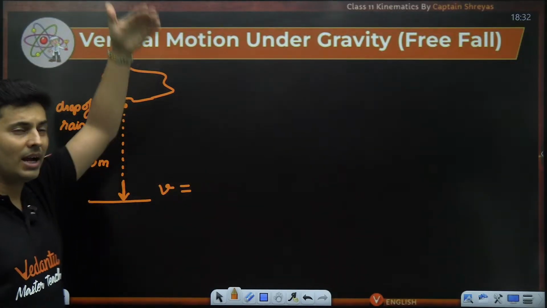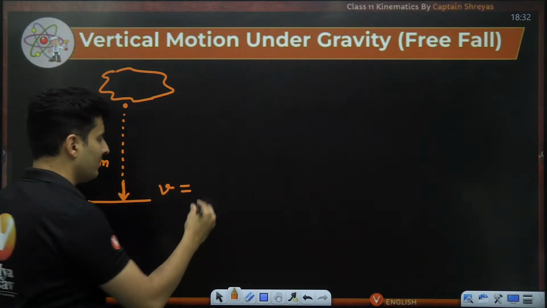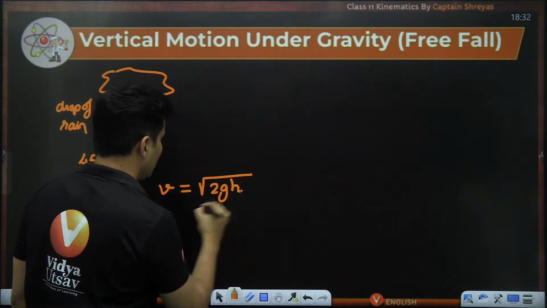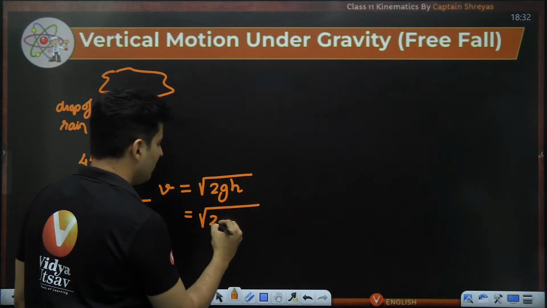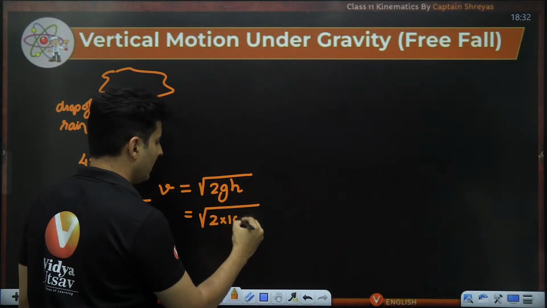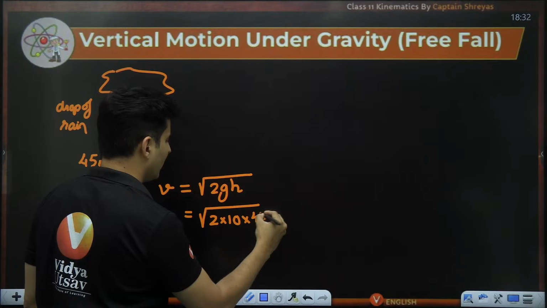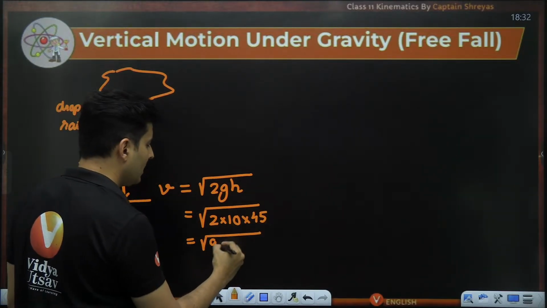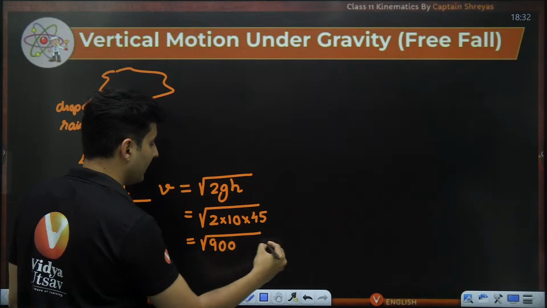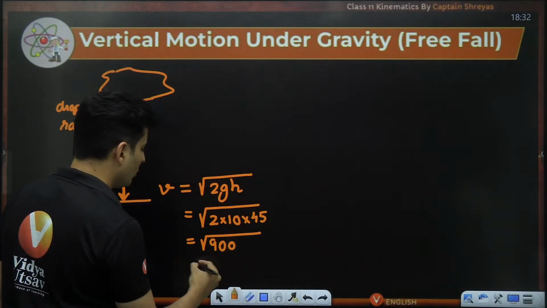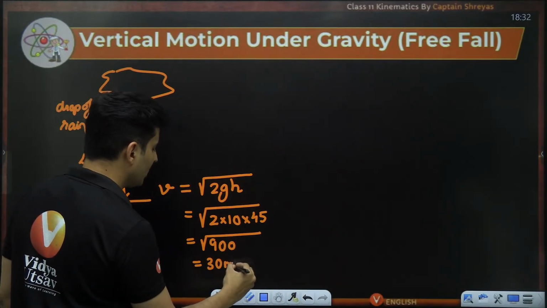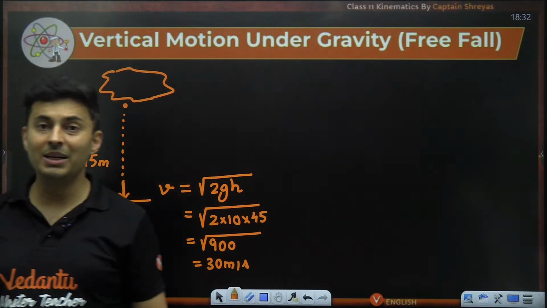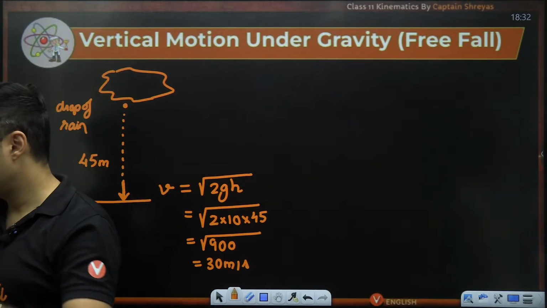Okay, it falls by a height of 45 meters, just taking some random value. So the speed will be root of 2gh. The g value is 10, and the height is 45. So 45 into 2 is 90, and 90 into 10 is 900. The root of 900 is 30. So 30 meters per second will be the speed of impact.